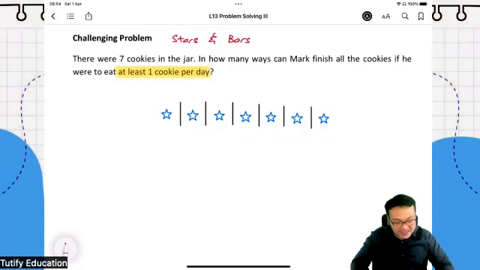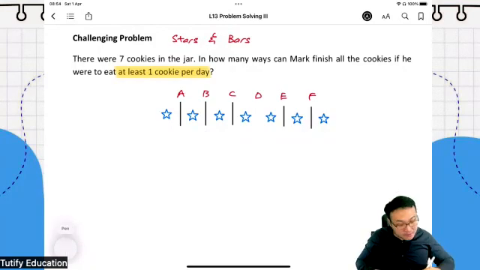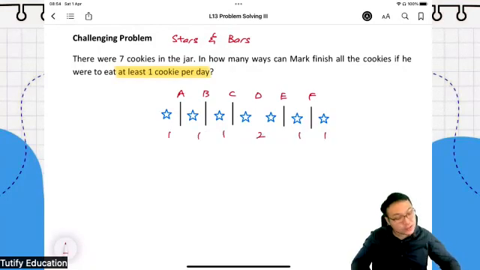Let's say this guy, let's call this A, B, C, D, E, F. Let's say person D is very lazy today. Then he said, I don't want to appear. I'm going to disappear. Oh, never mind. If he disappears, what does it mean? That means you eat 1 cookie, 1 cookie, 1 cookie, 2 cookies, 1 cookie, 1 cookie.